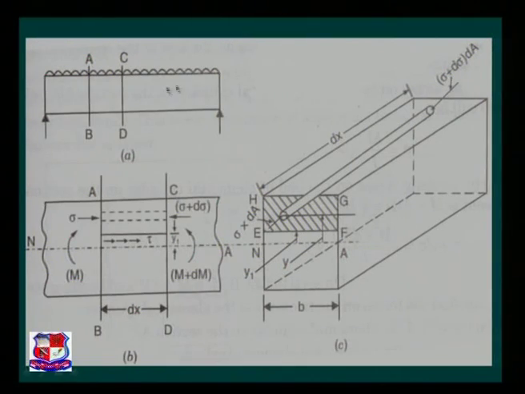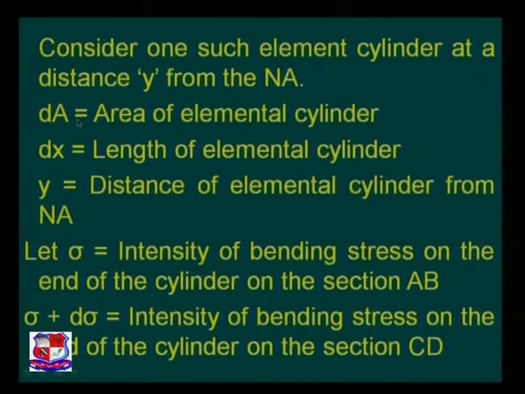If you want to refer to the figure, this y1 is the distance for the layer EF, but y is the distance of a particular cylinder. I will repeat: y1 and y are different things. y1 is the distance for the layer EF, while y is the distance from the neutral axis to the one particular selected cylinder. dA is the area of the elemental cylinder, dx is the length of the elemental cylinder, y is the distance of the elemental cylinder from the neutral axis.